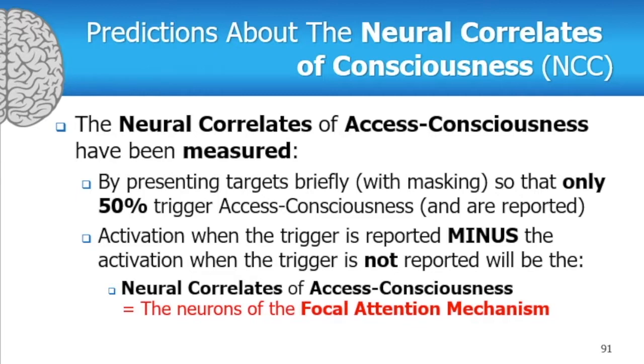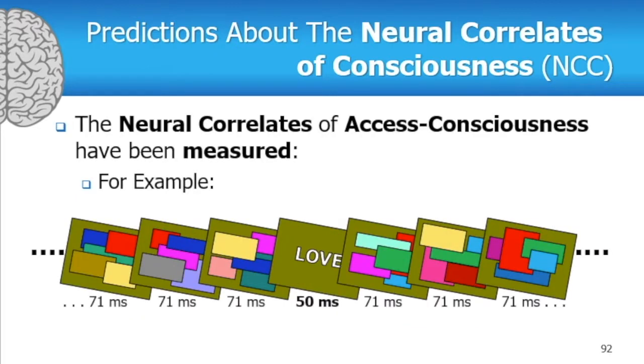Here's an example of the kind of experiment that measures this. An image of a word is presented for something like 50 milliseconds, which presumably is the time where the subject reports the presence of the word only about half the time. As I said, the colored rectangle images are required to prevent an afterimage of the word from always being visible to the subject. The differences in activation when the word is reported and not reported are the neurocorrelates of access awareness. This is typically a network of neurons connecting the visual cortex to the frontal lobes, which is what would be expected.